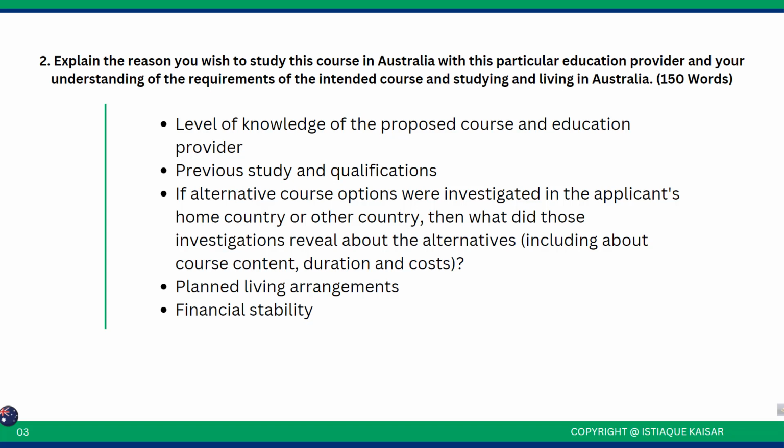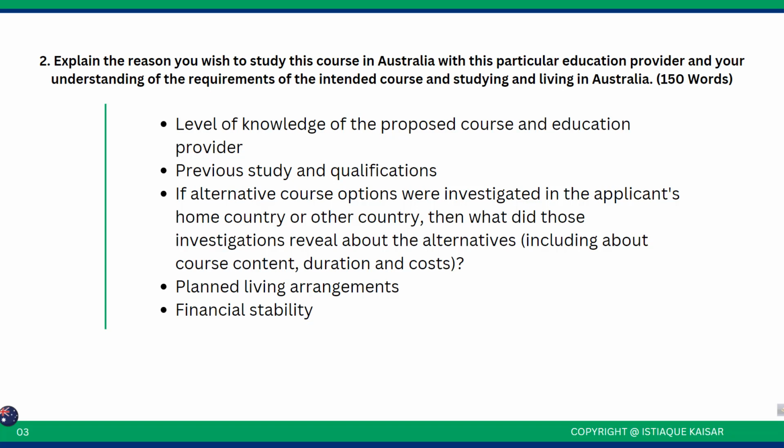So first of all, you're going to start with your knowledge of the proposed course, which course you have applied for, and your education provider, like which university you have chosen. You're going to start with which course you have applied for and why you have chosen this course, and you can mention what the outcome of this course is or the course curriculum, something like that. Then you can mention your previous study and qualifications if there is relevancy to your chosen course.